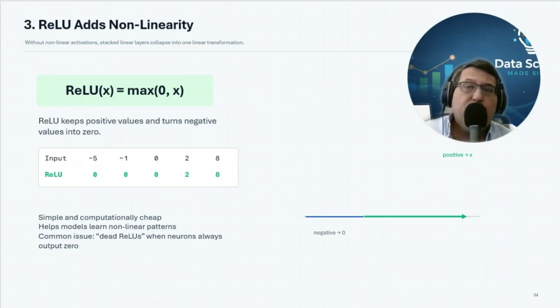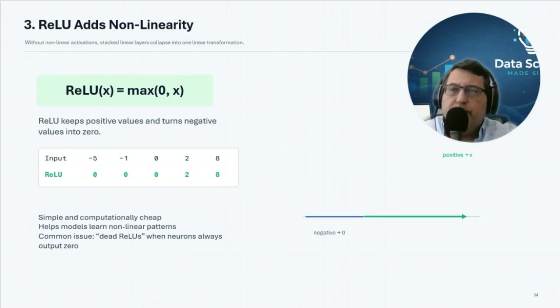This is why we introduce activation functions. The activation function shown here is ReLU, which stands for rectified linear unit. Its mathematical definition is extremely simple. ReLU of x equals the maximum between 0 and x. That means if the input is negative, ReLU returns 0. If the input is positive, ReLU keeps the original value.